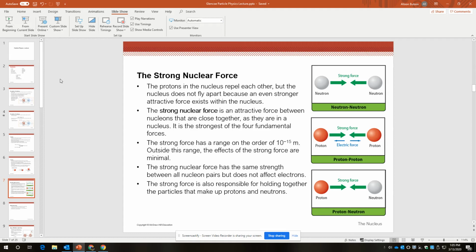So that 10 to the negative 15th meters, the number itself isn't really important, but it gives us the size of a stable atomic nucleus, because beyond that range, we don't really have gluons exchanging. We don't have that strong nuclear force opposing the repulsive electric force. The strong nuclear force has the same strength between all nucleon pairs, but it does not affect electrons.